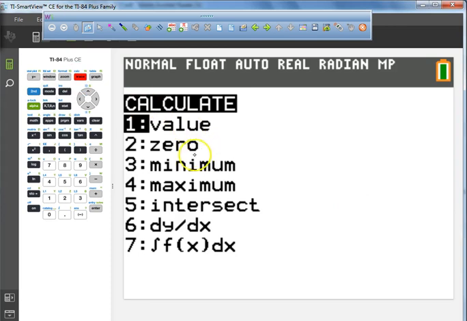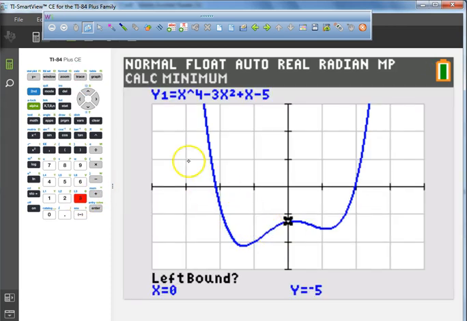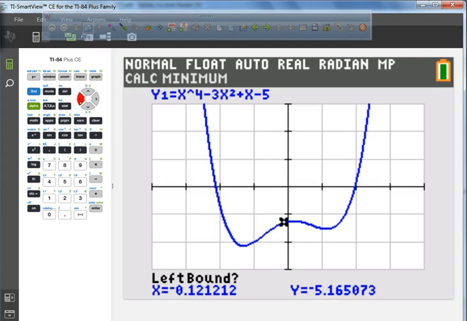Second trace. We're going to calculate number 3, which is a minimum. I want you to scroll over to the left side of our absolute minimum. We're going to round our answer to the nearest. There we go. Press enter. Now I'm going to go to the right-hand side. By doing this, you're getting good practice on how to use the graphing calculator to help you. Press enter. So here we have it, right here.